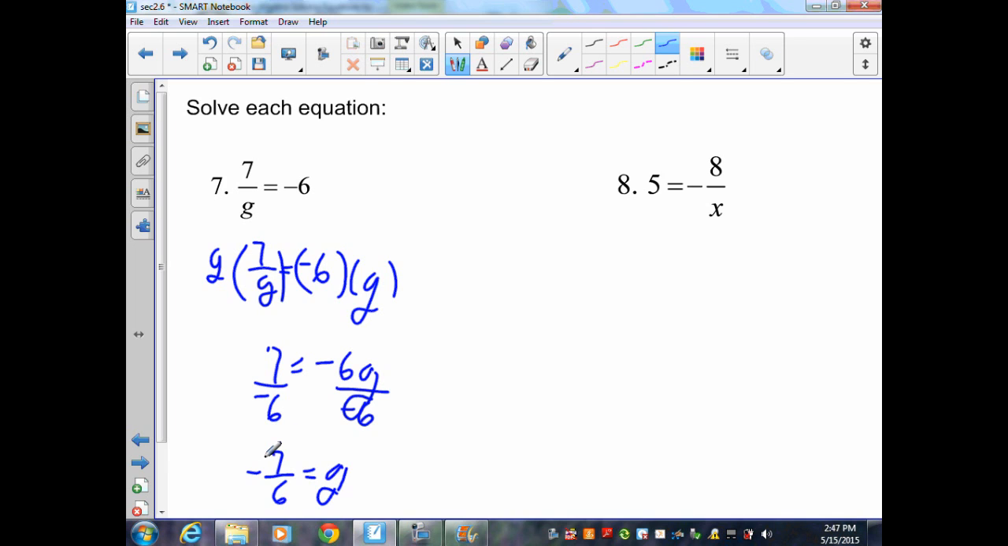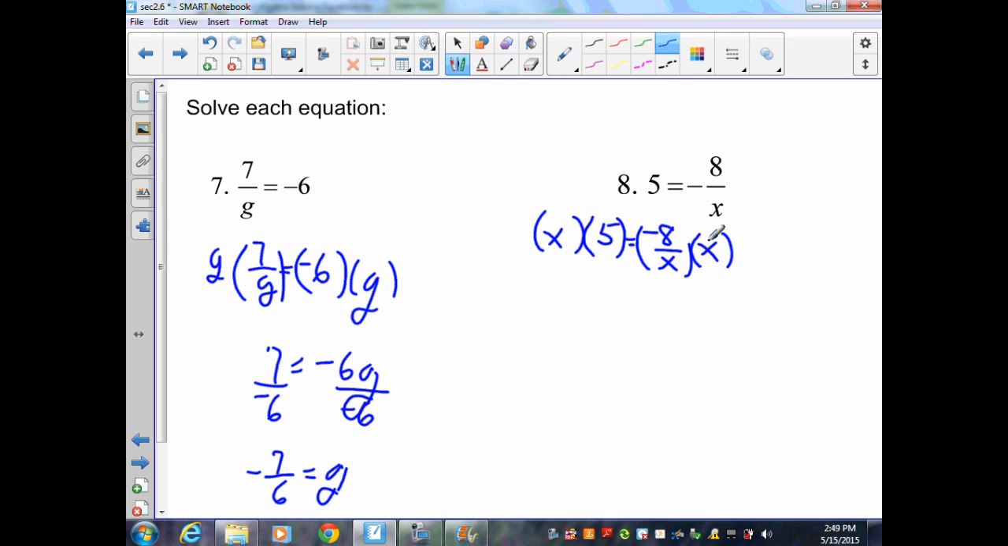And this is simplified. Number 8, 5 equals a negative 8 over x. I'm going to recopy the problem. 5 equals a negative 8 over x. And it's easier if I move that negative up with my number. I'm going to start on the side with the variable, but notice my variable is in the denominator. Again, I need to get it in the numerator. To do that, I'm going to determine what is happening to my negative 8. It's being divided by my x. So I'm going to multiply both sides by that variable.